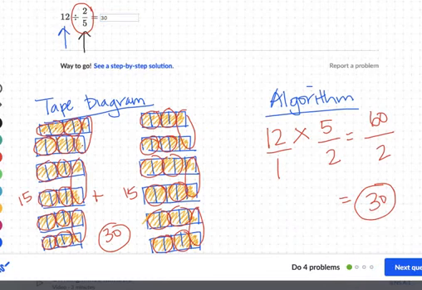So there we go. You can either draw all 12 holes and circle the groups of 2 fifths to get there, 30 groups, or you can use the algorithm method to get there. However, remember on an assessment, you will need to know both of these methods. I could ask you either one of them, so you want to practice both of them.